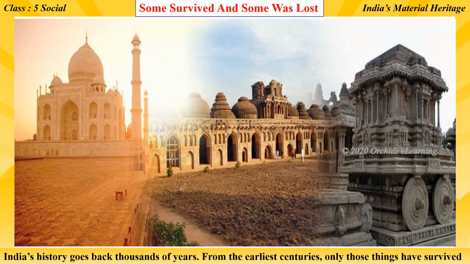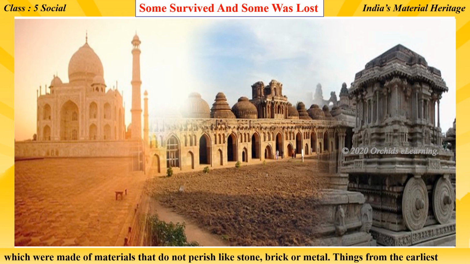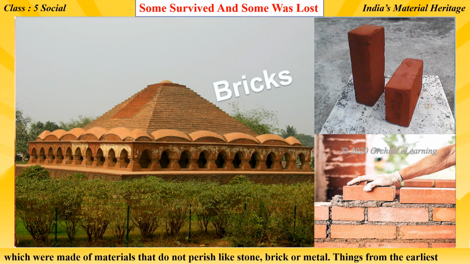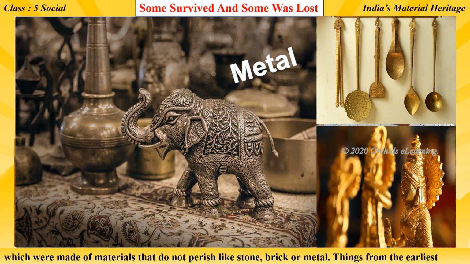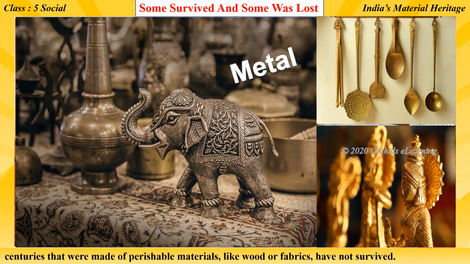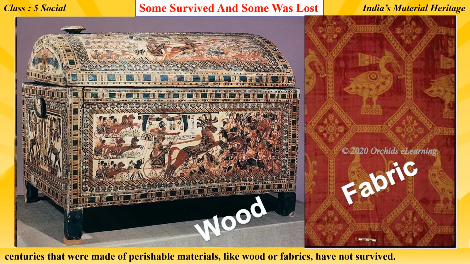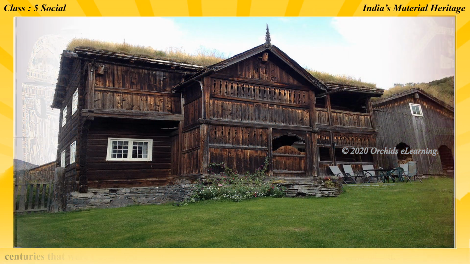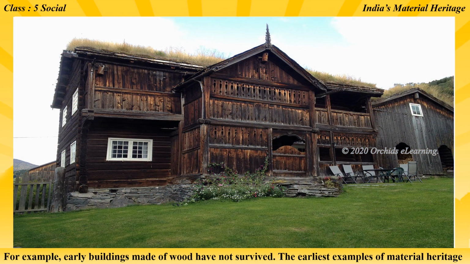India's history goes back thousands of years. From the earliest centuries, only those things have survived which were made of materials that do not perish like stone, brick, or metal. Things from the earliest centuries that were made of perishable materials, like wood or fabrics, have not survived. For example, early buildings made of wood have not survived.